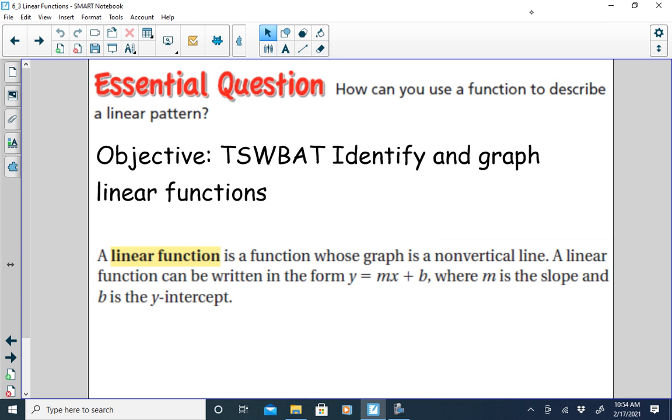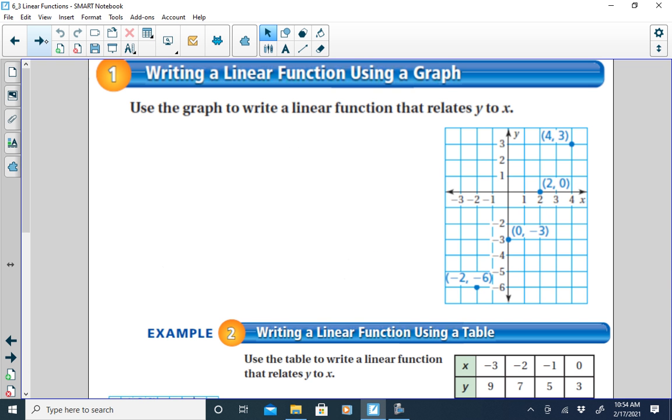Okay guys, today our lesson is to be able to identify and graph linear functions. A linear function is a function whose graph is a non-vertical line. A linear function can be written in the form y is equal to mx plus b, where m is the slope and b is the y-intercept.